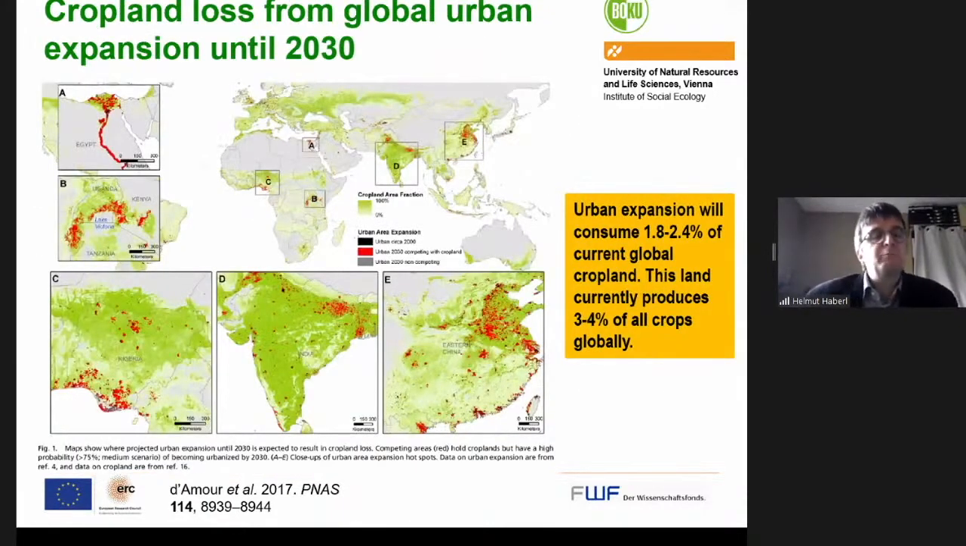I have put this slide in because we had a discussion on land take. This is just a scenario we have been involved in doing on urban land expansion that will consume some 2% of current global cropland, but this is cropland that produces about 3 to 4% of all crops globally. So this really plays a big role. And in Austria, we have this discussion about land take of buildings, which is very prominent, and Austria is also a very bad example in these terms.